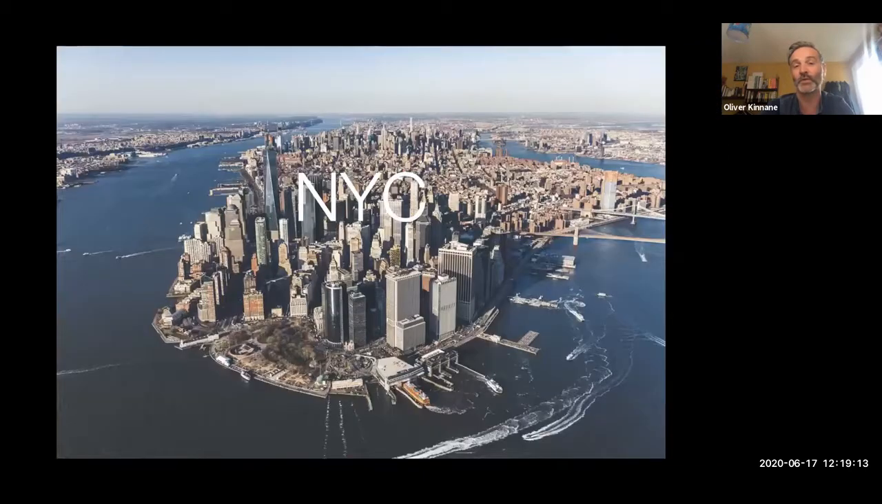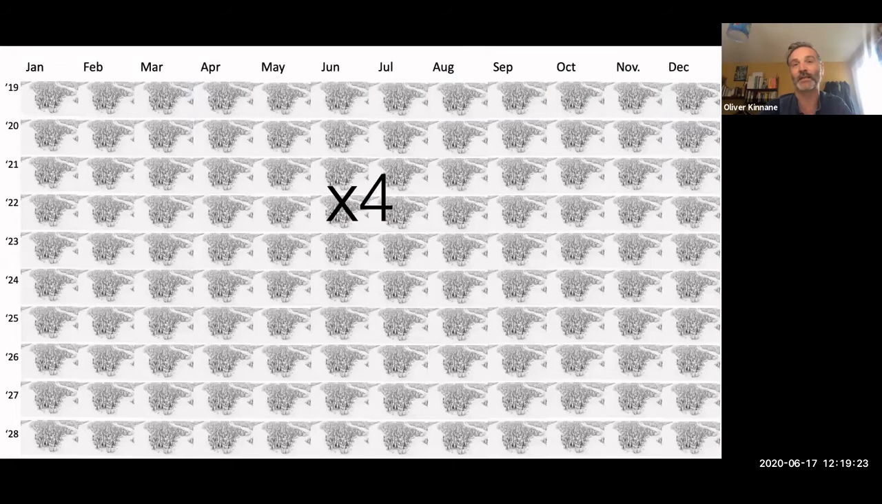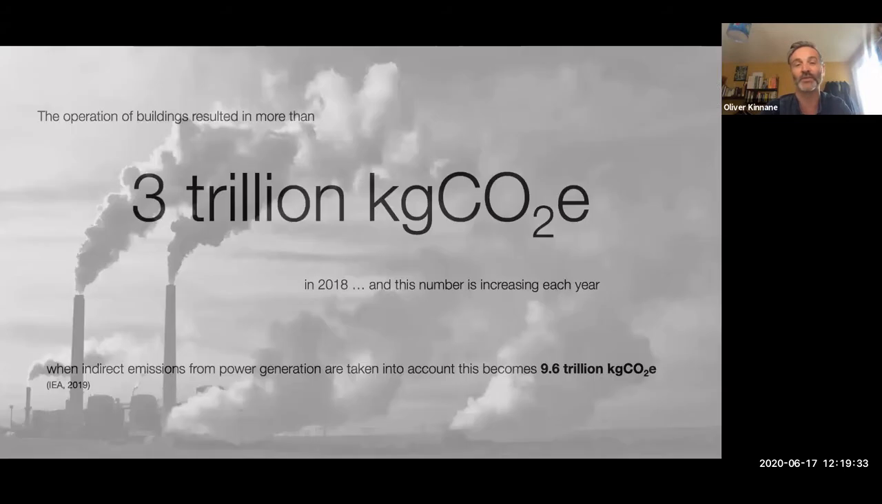And of course, in doing so, we will consume an awful lot of energy. Just to put that level of development in context, if this is New York City, what will happen is we'll add essentially a whole New York City to the world every month for the next 40 years. So that's 4 times the amount of New York cities you're looking at on this page here.